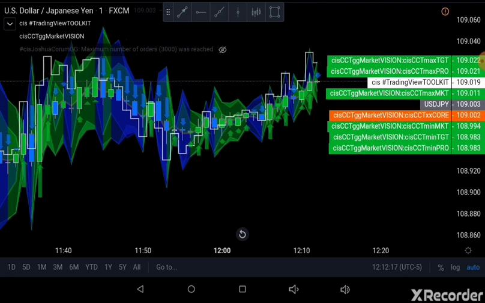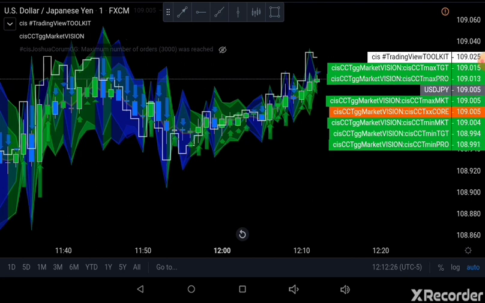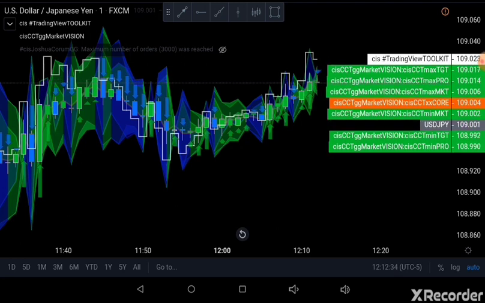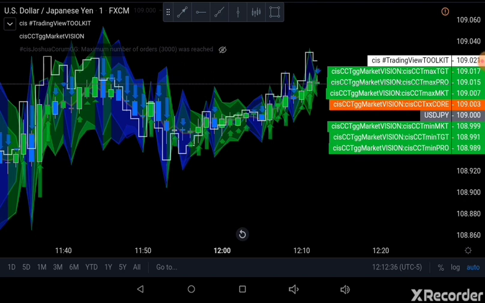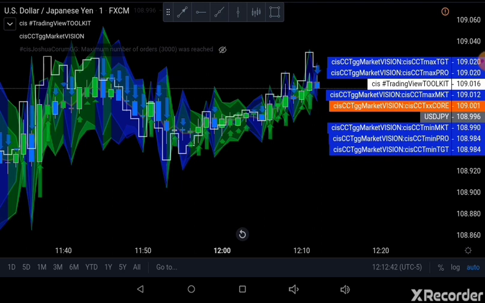And I'll follow this up in the future with some instructional video on some of the different utilities and functionalities for the CIS CCT GG Market Vision 2020 indicator. It does offer some predictive solutions as well as certain combinations and patterns within the indicator that identify certain potentials within the market, which goes with the potential range of trading methodology. So let's just watch this US dollar Japanese yen 1 minute chart.